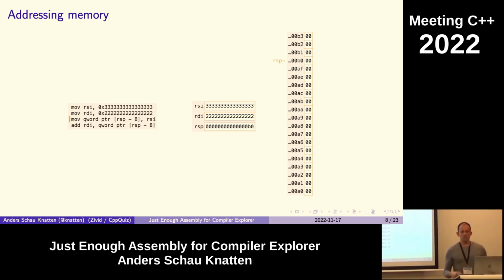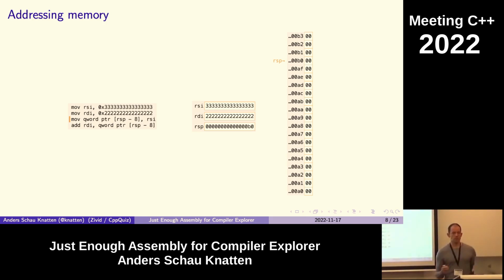And now we have the move instruction again, which we've seen many times. It's copying something. It has 2 operands. The last operand is RSI. That's where I'm going to copy from. And the first operand is where I'm going to copy into. And I'm going to copy into QWORD PTR [RSP-8], whatever that means. QWORD stands for quad word.